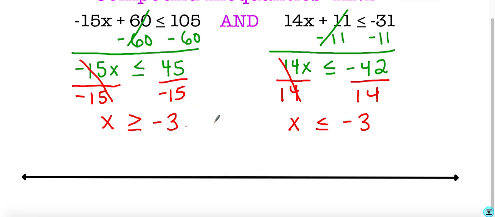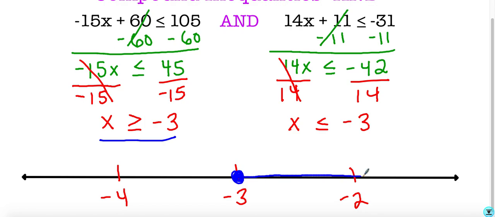So we have negative 3 in both of these inequalities. So I'm going to put negative 4, negative 3, and negative 2 on our number line. And for our first inequality, x is greater than or equal to negative 3. So negative 3 is going to be shaded in. And because it's greater than, I'm going to shade to the right. And for the second inequality, I have x is less than or equal to negative 3. So again, negative 3 is shaded because it's included. And because it's less than, I'm going to shade to the left.